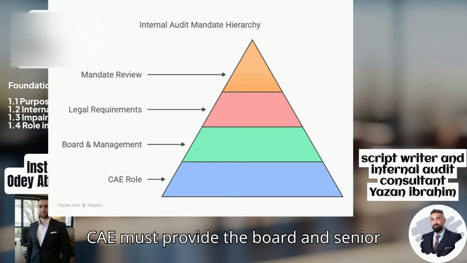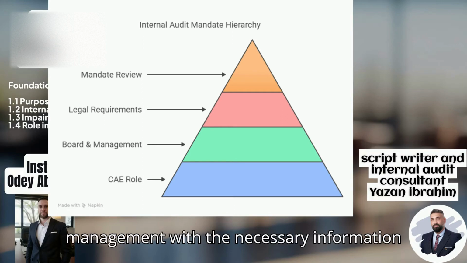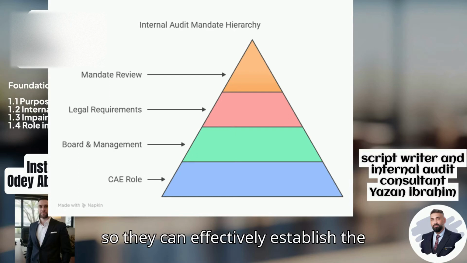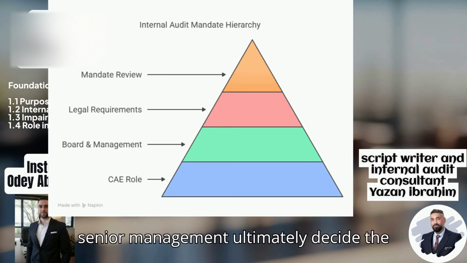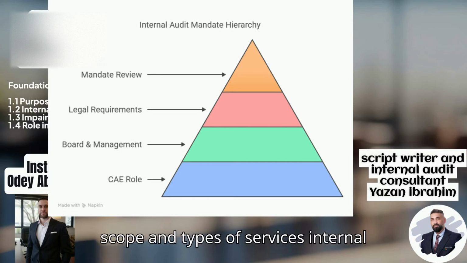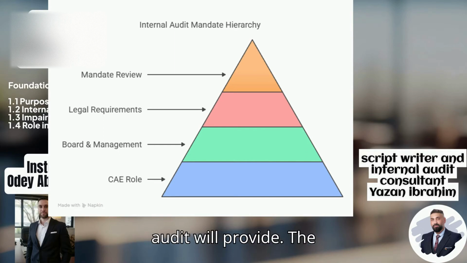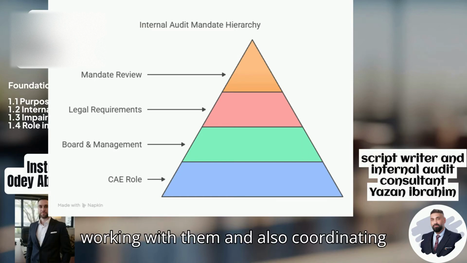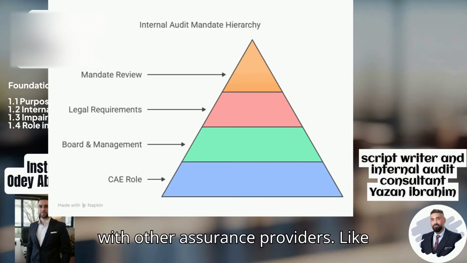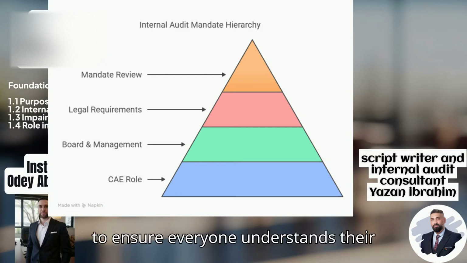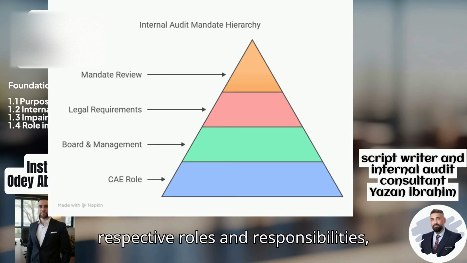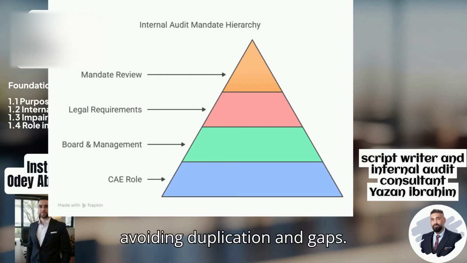The CAE must provide the board and senior management with the necessary information so they can effectively establish the mandate. It's a collaborative process. The board and senior management ultimately decide the scope and types of services internal audit will provide. The CAE plays a crucial role here, working with them and also coordinating with other assurance providers, like external auditors or compliance functions, to ensure everyone understands their respective roles and responsibilities, avoiding duplication and gaps.